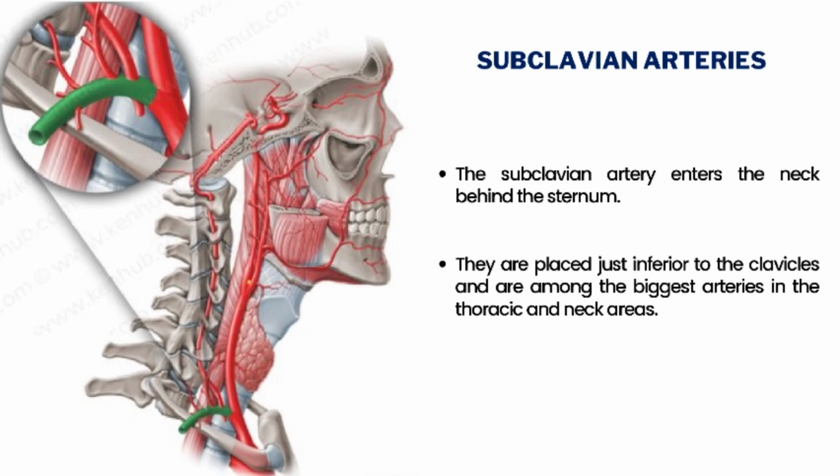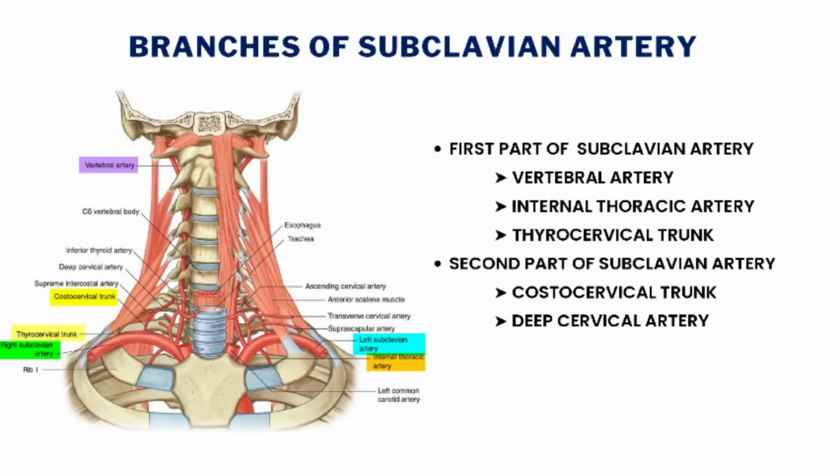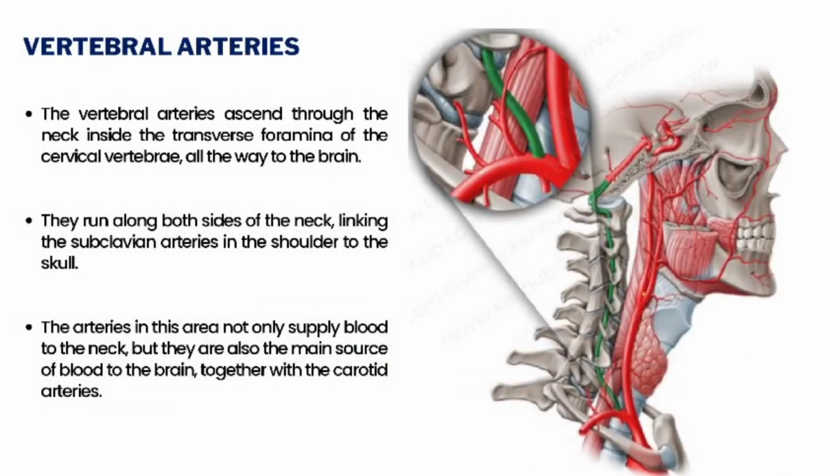The subclavian artery gives off several branches that supply various structures of the upper body. These branches can be organized into three groups according to the part of the artery from which they arise. In the first part, the branches of the subclavian artery are the vertebral artery, internal thoracic artery, and the thyrocervical trunk, while the second part gives the costocervical trunk and deep cervical artery. So let's talk about the first part of the subclavian artery, the vertebral arteries.